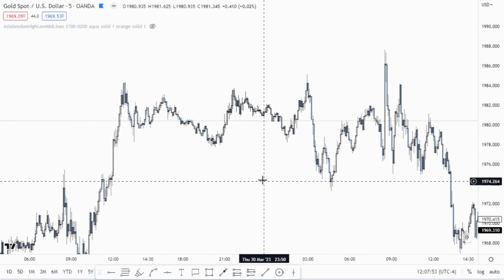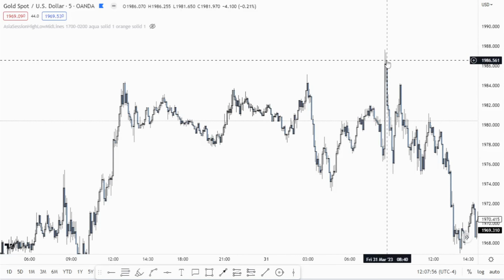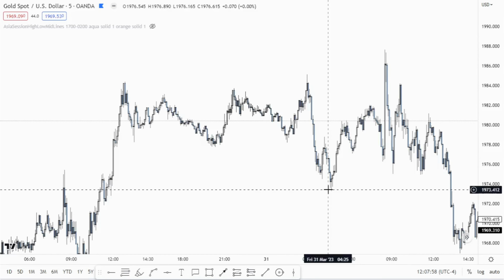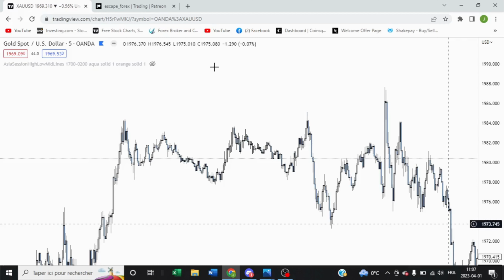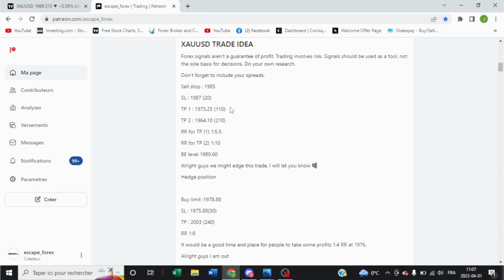So today I'm going to show you the trade we took right here on gold. So we short the market and target this low right here. And also it was called on for our private members on Patreon. So as you can see, sell stop 1985, stop loss 20 pip, TP was 110 pips, and the RR was 1 to 6, 1 to 10.